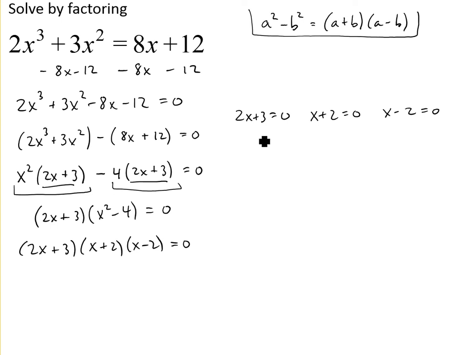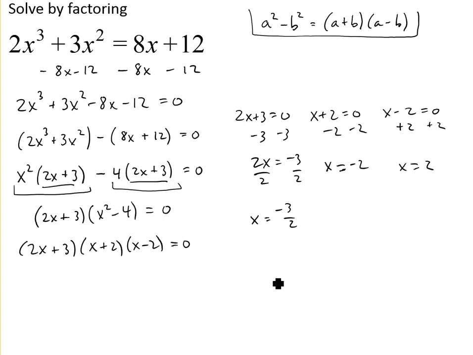In the first one here, we need to subtract 3 from both sides and then divide by 2. So we get x equals negative 3 over 2. In the second one, just subtract 2 from both sides, and we get x equals negative 2. And in the third one, we need to add 2 to both sides, so we get x equals 2. So our 3 solutions here are x equals negative 3 over 2, or x equals negative 2, or x equals 2.